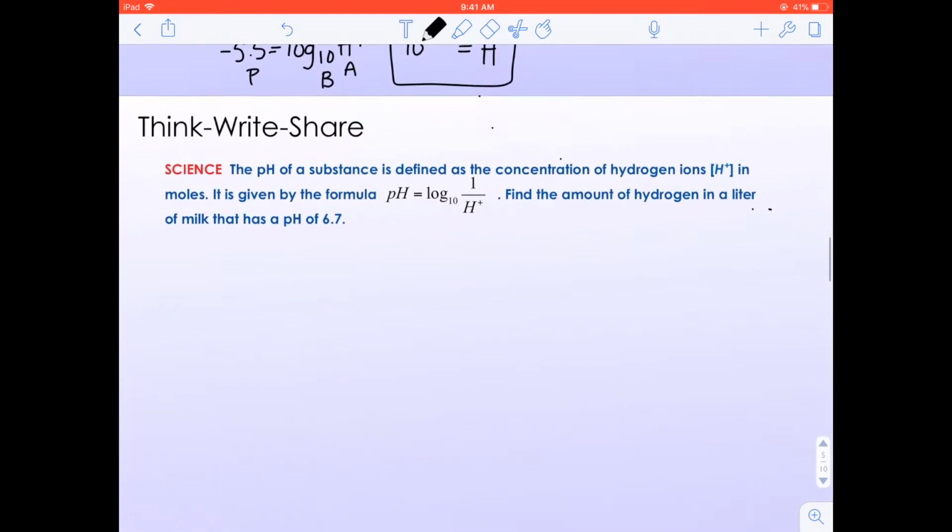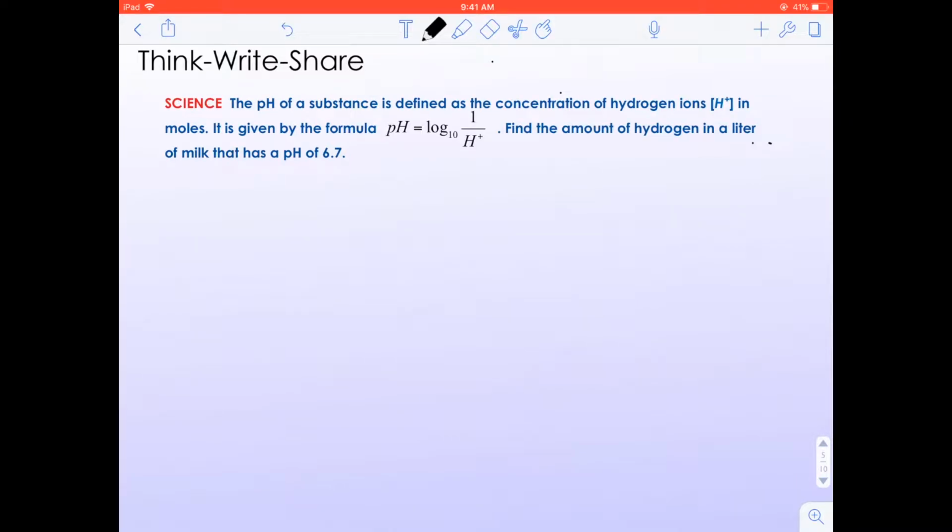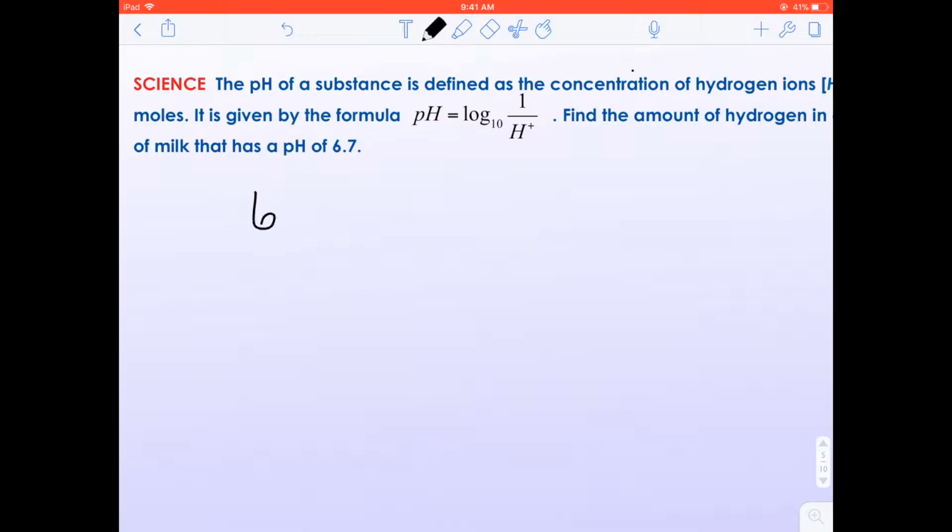Okay, go ahead and try out this example. And then once you think you've got it, come back and watch the video. All right, let's see how you did. So we're given our pH of 6.7, so we just plug that in, equals log base 10 of 1 over H+, and we're just doing the same thing we did previously.